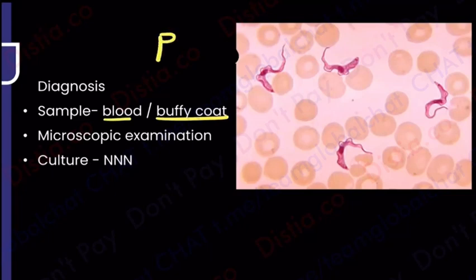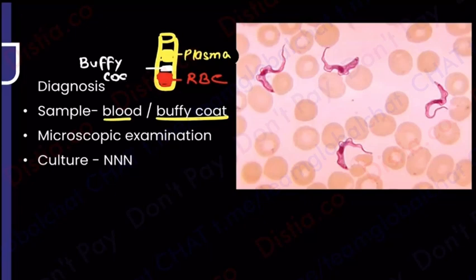Buffy coat is nothing. If this is your blood sample, obviously one part of the blood is all the red blood cells. The other part of the blood is going to be all of your fluid, that is plasma. So where does the WBC part go? That WBC part is going to be a part in the center, and that is known as Buffy coat. Most of your organisms are seen in the Buffy coat. Malaria, filaria, trypanosomes, all the blood organisms are very commonly seen in the Buffy coat. So the sample is going to be blood or Buffy coat.